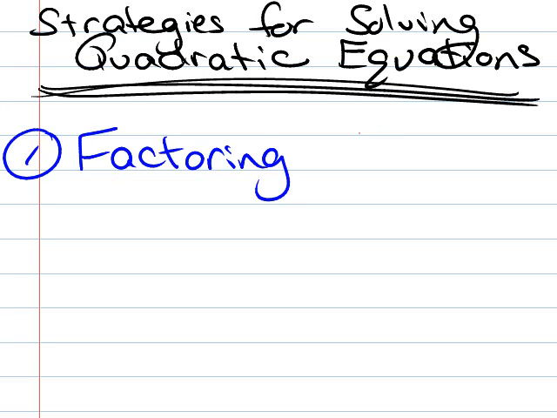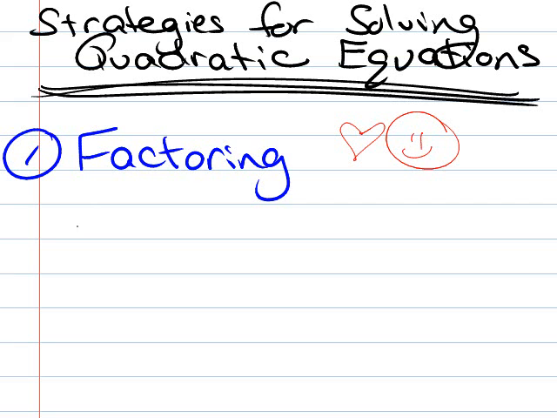Factoring. Now factoring is our favorite method. It makes us super happy. It's honestly probably just about the easiest one of the methods, and that's because you're going to be used to it. You'll have done factoring before, hopefully, when you come into this class.